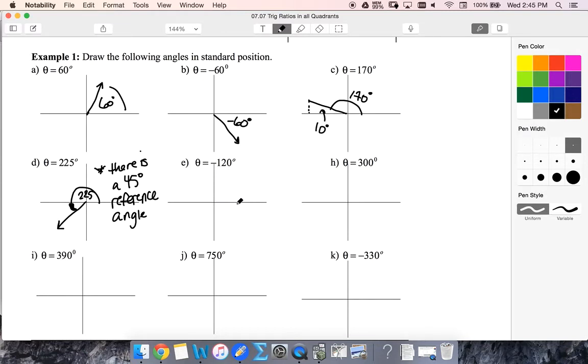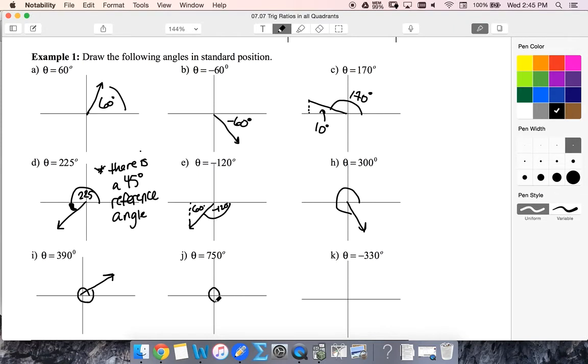Okay, negative 120, I'm going to go from the x-axis down. 120 is to this point. So that's negative 120. My reference angle here is going to be 60 degrees. 300, start here, go all the way to 300. It's a 60-degree reference angle as well. 390, I do a full 360 and then come up 30. So I could say this one has a 30-degree reference angle.